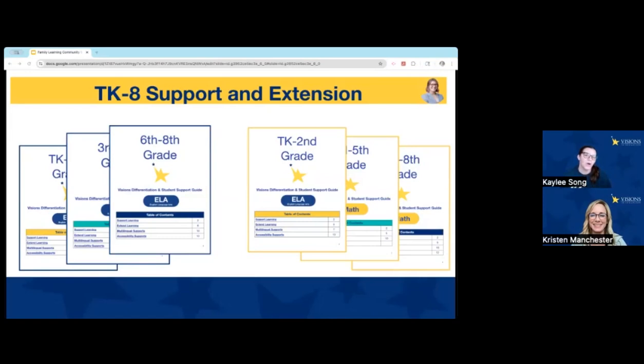During this session, we shared some resources that are available for our TK through 8th grade families that are available on the Homeschool Hub on the Wire that will support with strategies for supporting student learning, extending their learning, supports for multilingual learners, as well as accessibility resources that can be implemented regardless of what curriculum your student is utilizing.